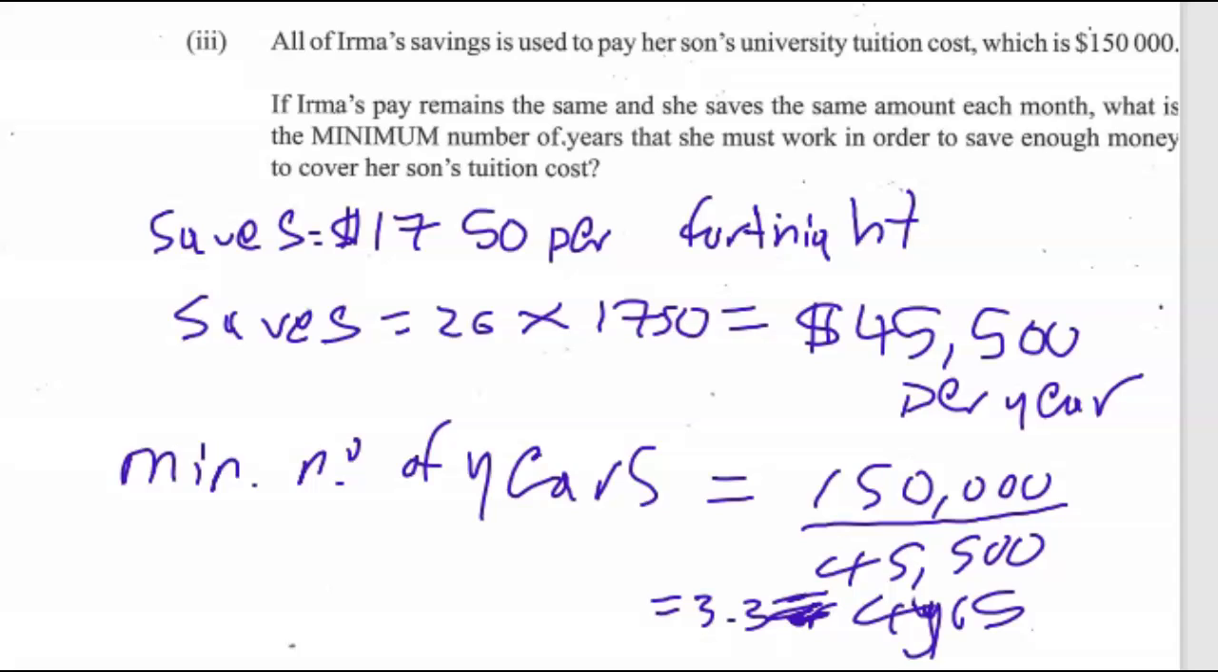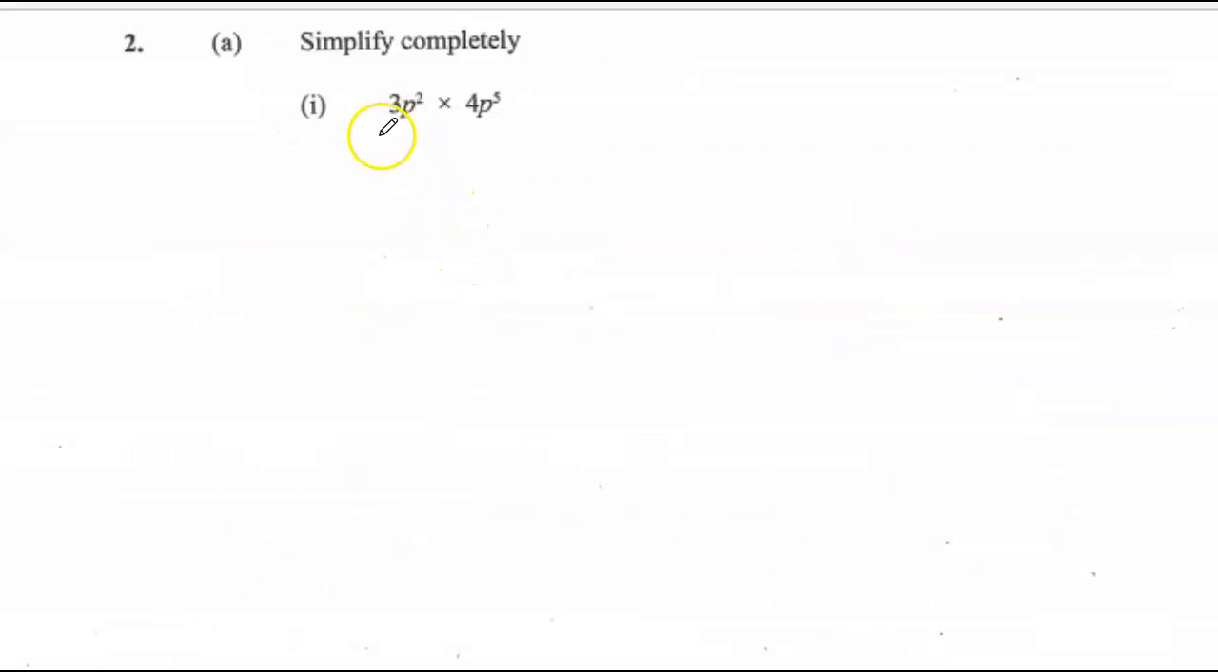It would take her more than 3 years, because if you multiply 3 times 45,500, you'll get a value that's below the 150. Alright, so when she reaches the 4-year mark, she will have gone above the 150. And she would be able to pay her son's tuition cost. Next problem, simplify this expression.